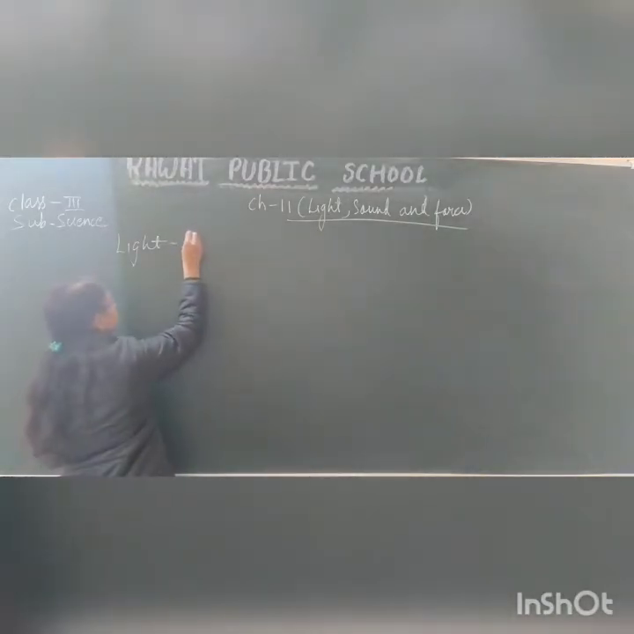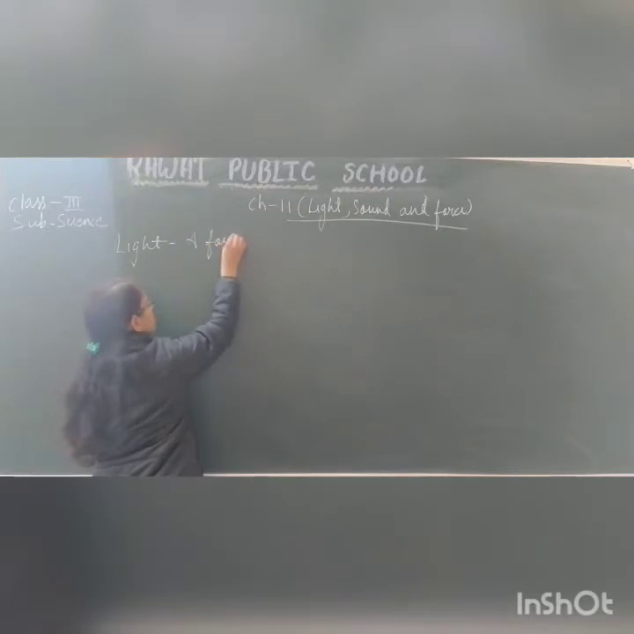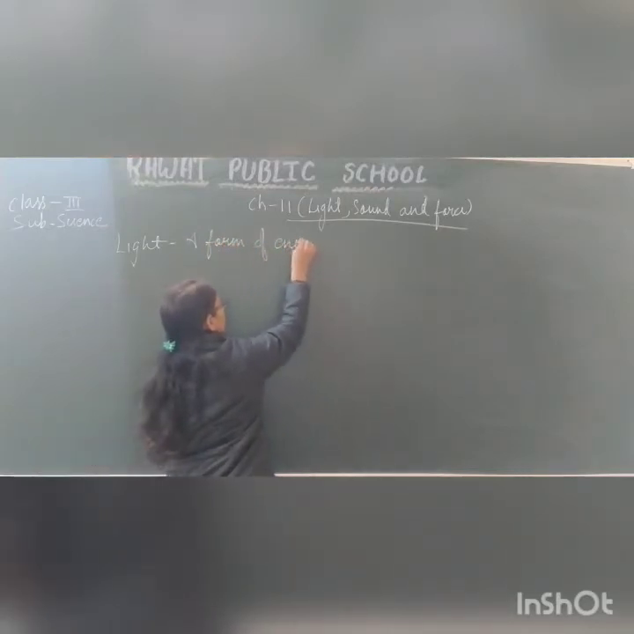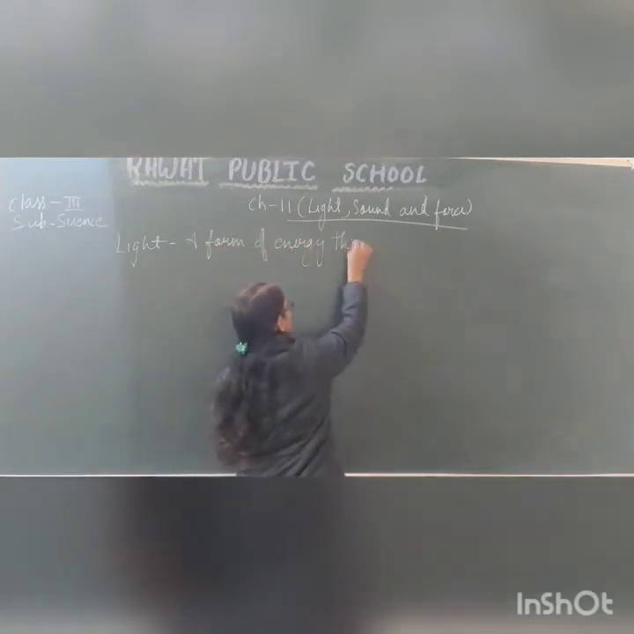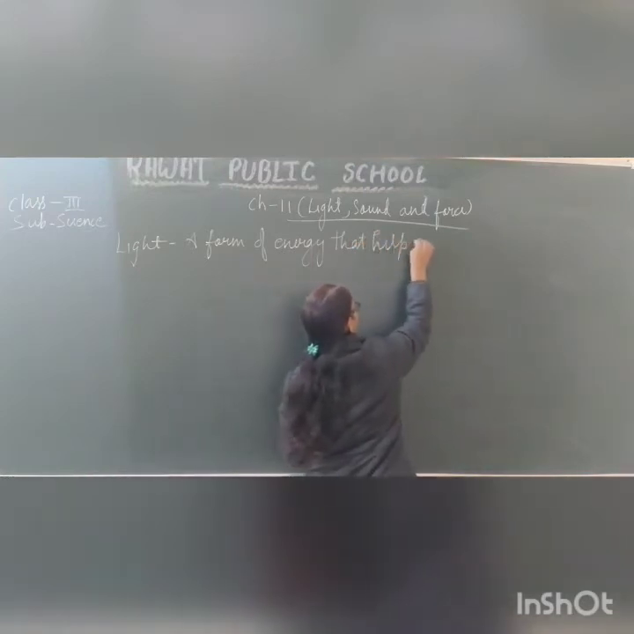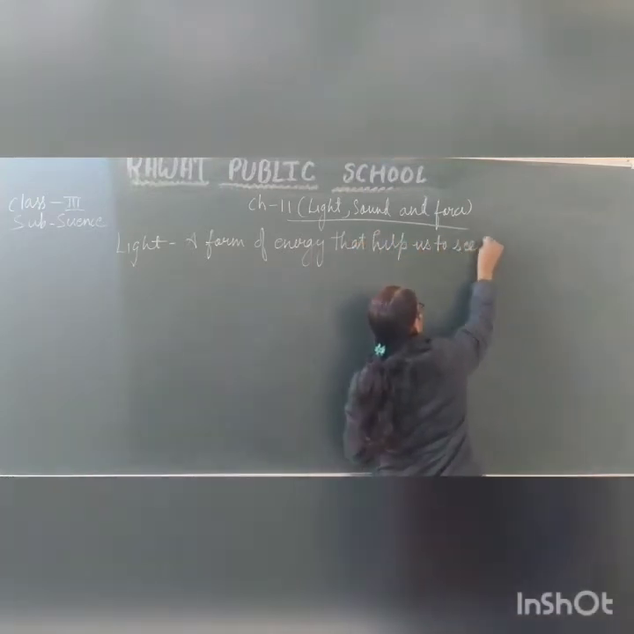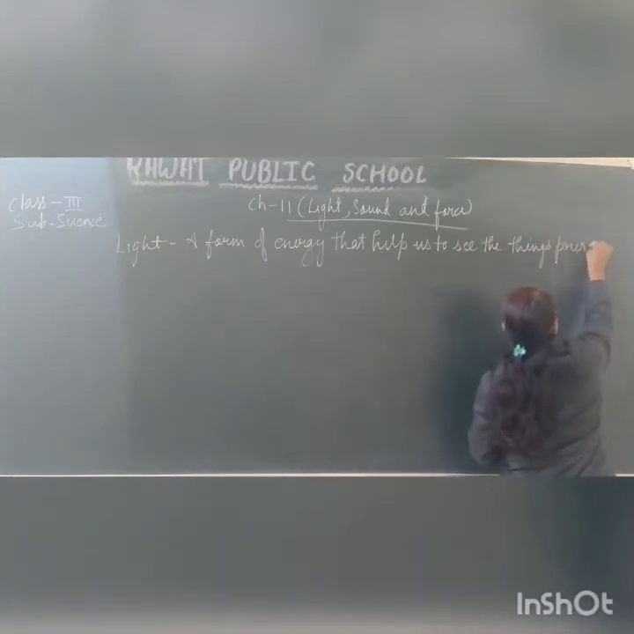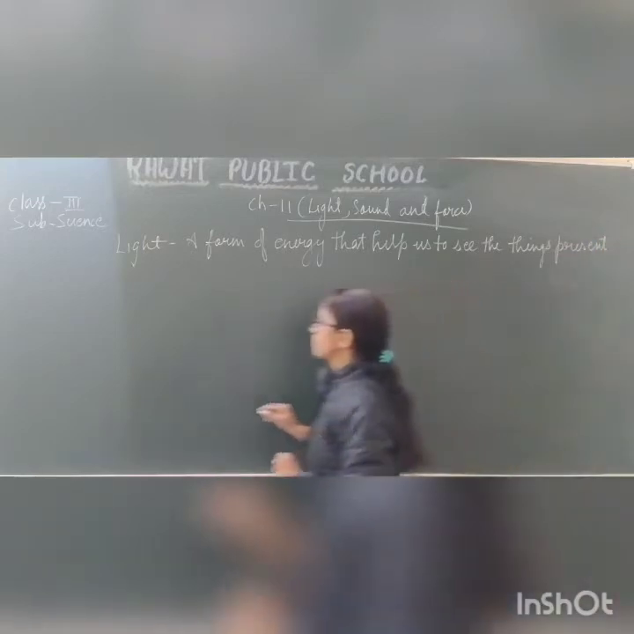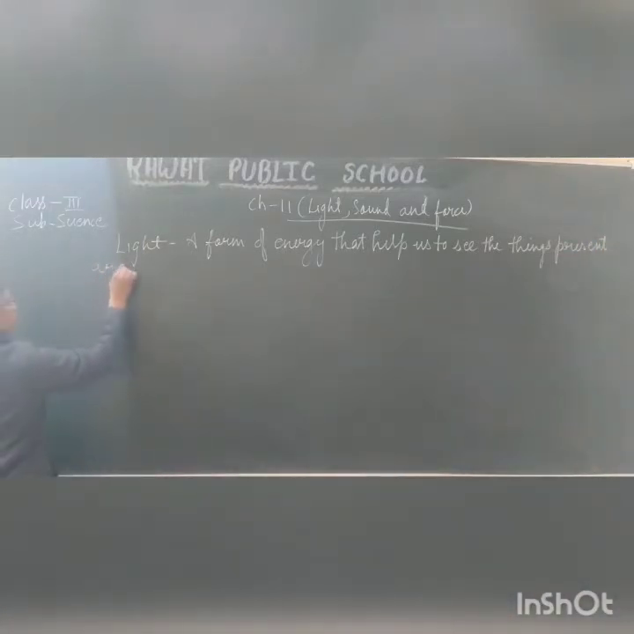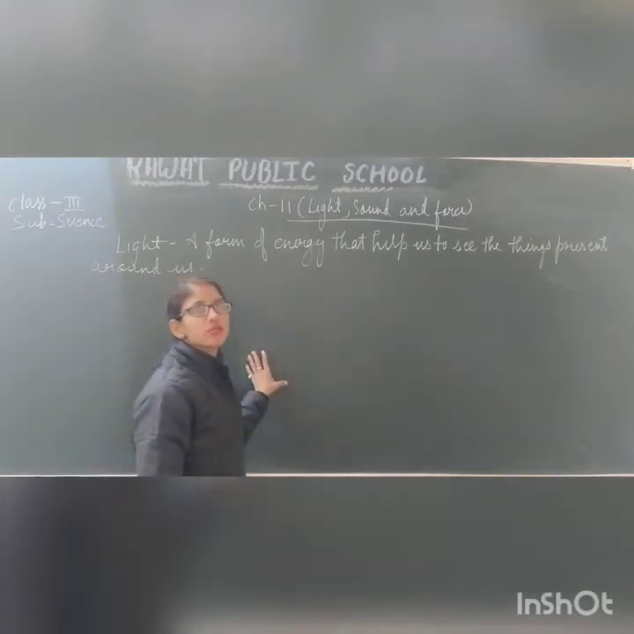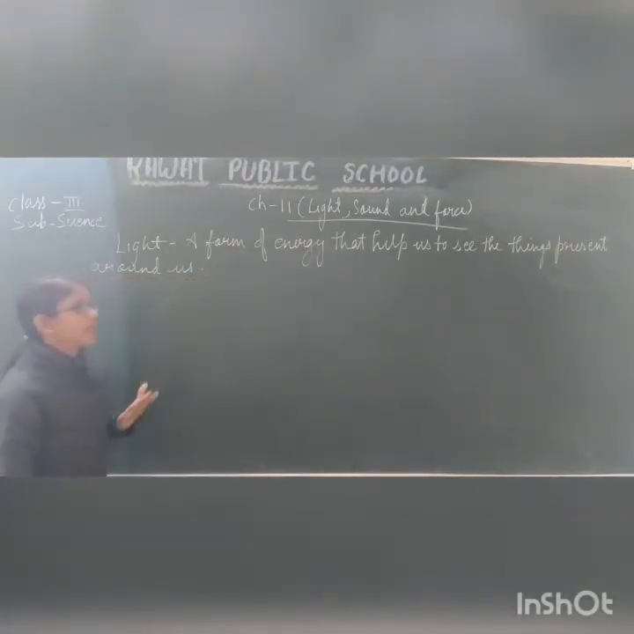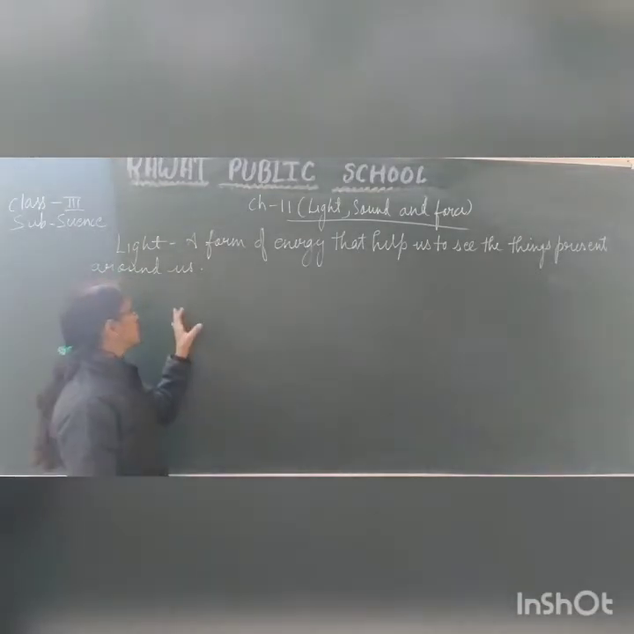So, light is a form of energy that helps us to see the things present around us. And in the absence of light, we are not able to see the object.